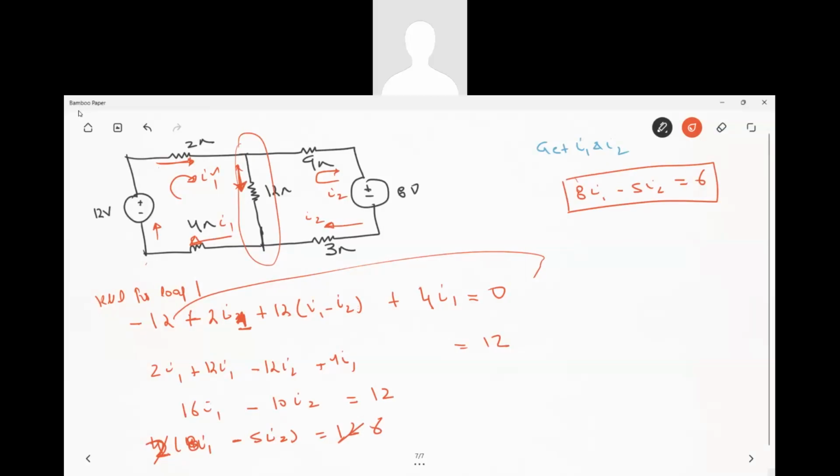Now can you write for the second loop? You try. Just a second. Try for the second loop, maybe. What would be the equation?